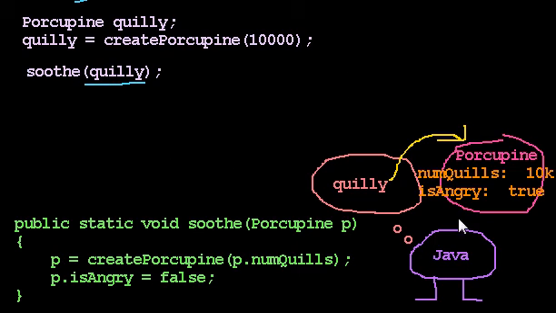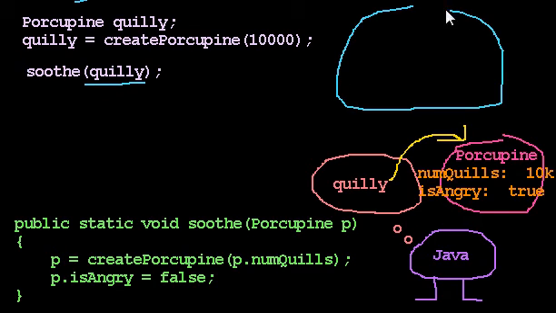The value of Quilly is this reference to this particular pink porcupine over here. Therefore, we get a new thought bubble since we're calling a method. That method that we're calling is the soothe method again. And soothe has one variable inside it called p, and p refers to whatever it is we passed in. And what did we pass in? A reference to this porcupine. So p refers to the same porcupine.